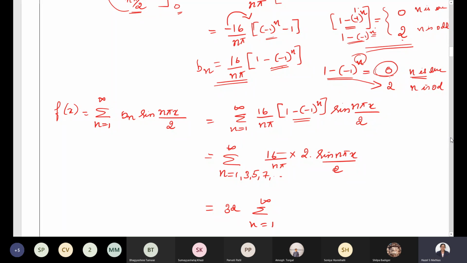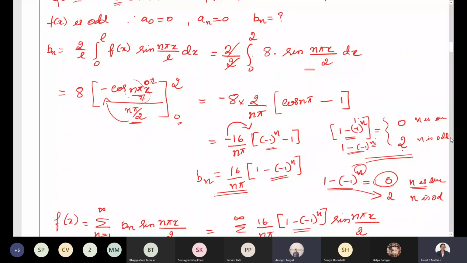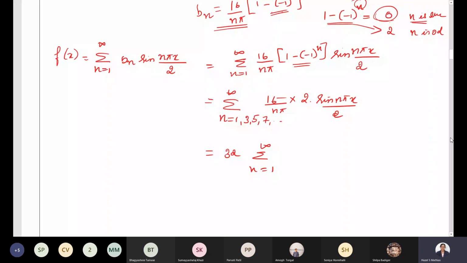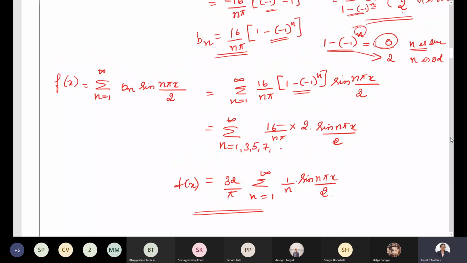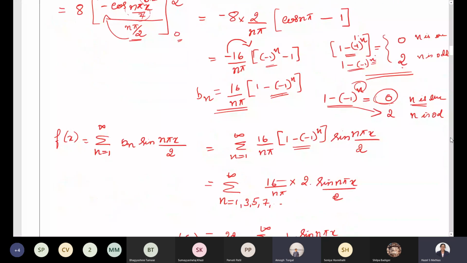Am I correct? Yes, ma'am. Take pi outside, ma'am. Okay, you can take this pi also outside. 32 by pi. And what do we get over here? 1 by n sine n pi x by 2. Is it the answer? 1 by n square? Where is the n square? From where do you get that n square? Only n, ma'am. Yeah, it's only n.